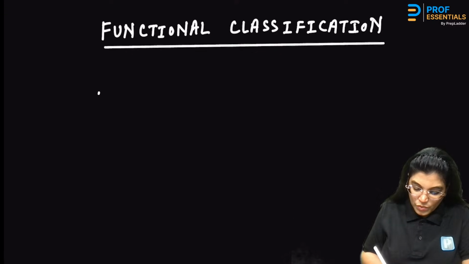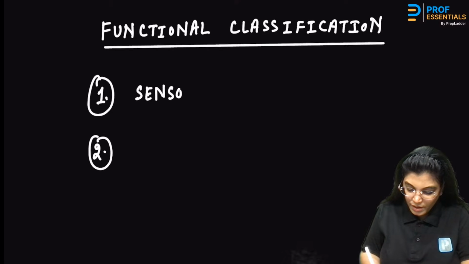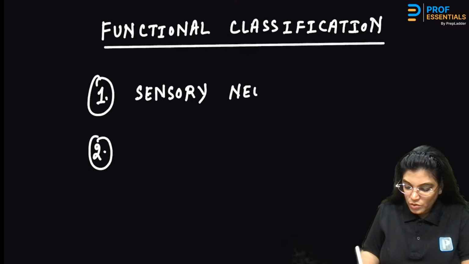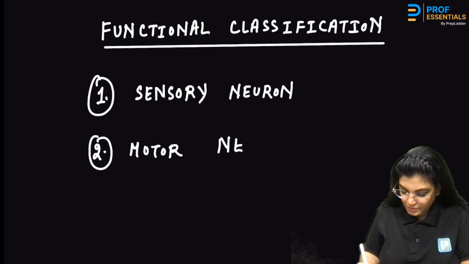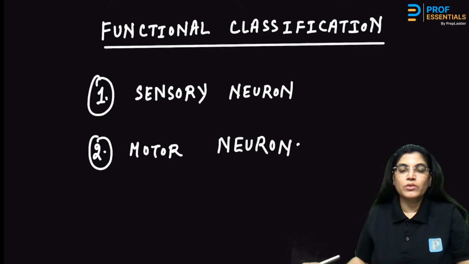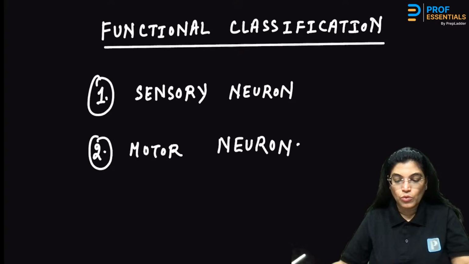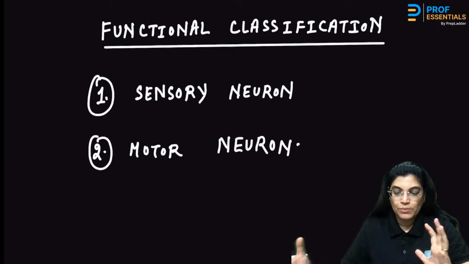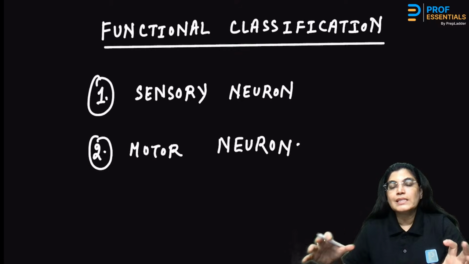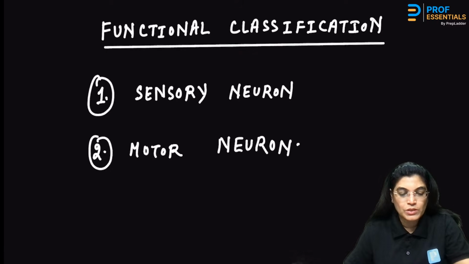Now, we will have two varieties which you have to know. One is sensory neuron and the other is motor neuron. Sensory neurons receive sensory stimuli from the receptors, either from the environment or from within the body. Examples are bipolar neurons and pseudo-unipolar neurons.